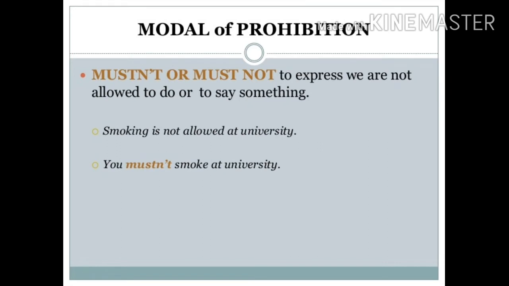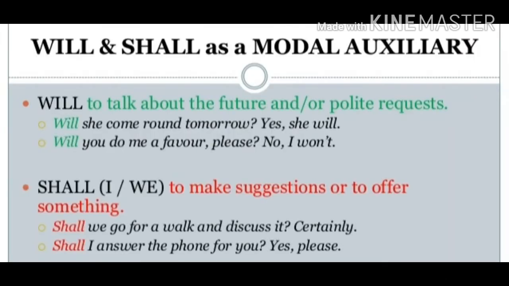Now the next modal is used for prohibition, and that is must not. Must not is used to express that we are not allowed to do or to say something. For example, smoking is not allowed in university. We can say you must not smoke at university.